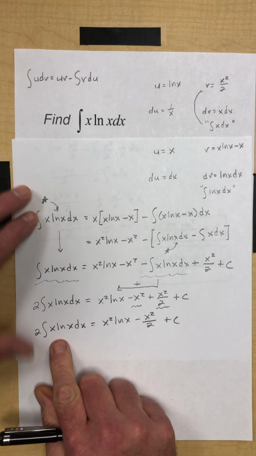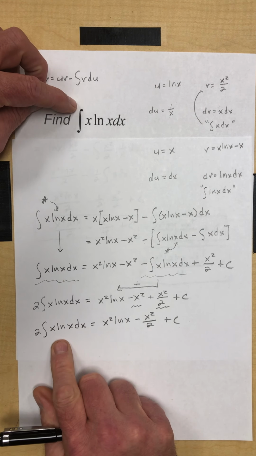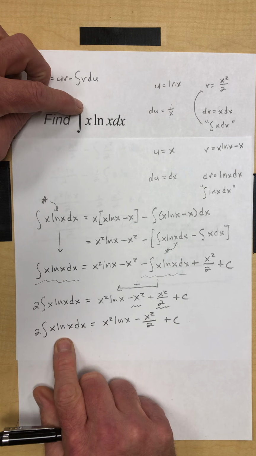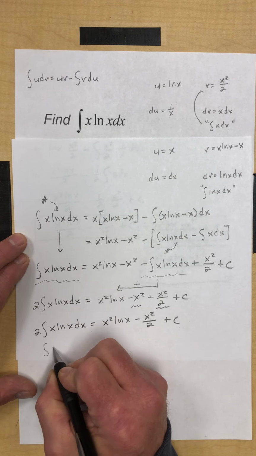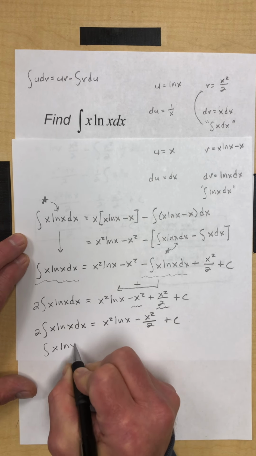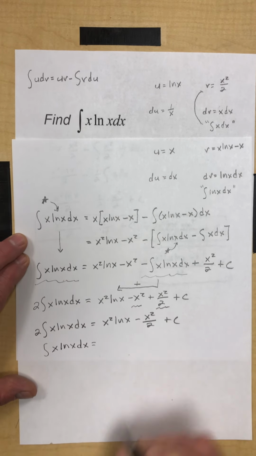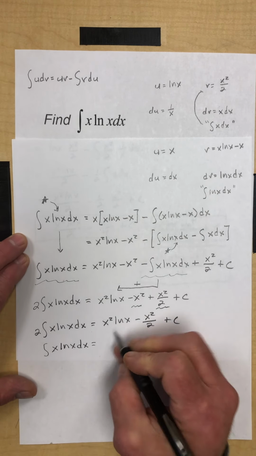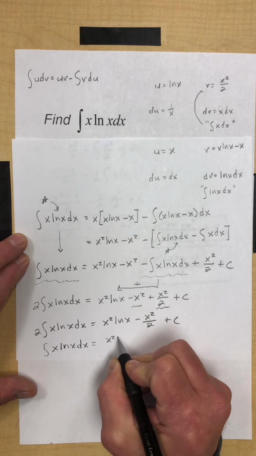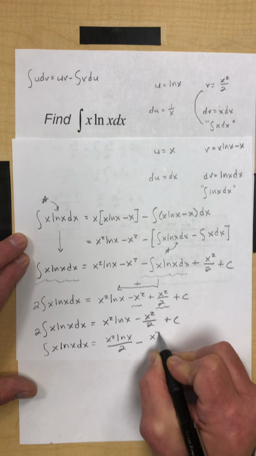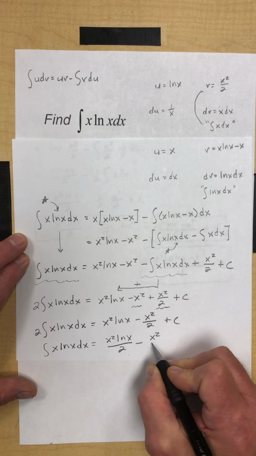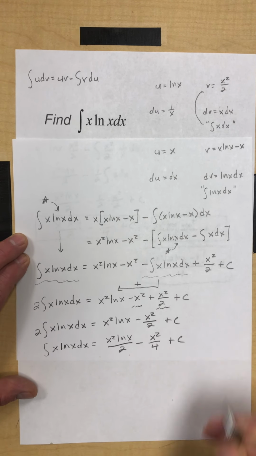Now notice the original problem and what I have here. Couldn't I just divide all the way through by 2 to isolate that guy and therefore find out what this integral is? So this guy, the integral of x natural log of x dx, ends up being everything divided by 2. So that would be x squared natural log of x over 2 minus x squared, now I divide by 2, so that'd be over 4, plus my constant of integration.